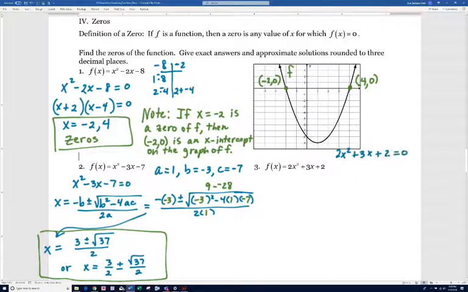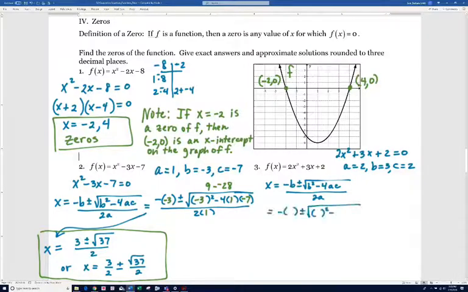So again, we're going to set this equal to 0, and I'll let you know it actually doesn't factor. You could try and you'd see that it doesn't work. So again, I'm going to go ahead and use the quadratic formula. So there's my a, b, and c. A is 2, b is 3, and c is 2. And I'll write down the quadratic formula. And I'm going to go ahead and make a shell. And let's plug in a, b, and c.